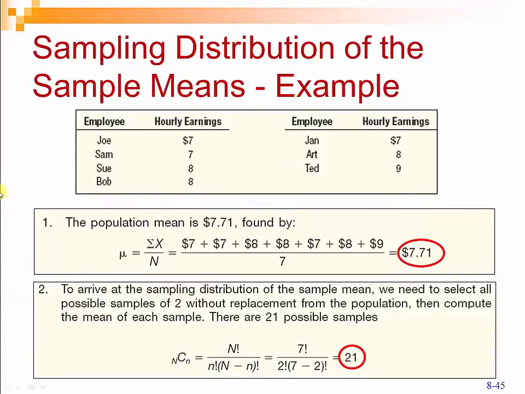So we calculate the mean, which is $7.71. So how did we do that? We added up all of the values and we divided by the number of employees that we have, which is 7. So we get $7.71.